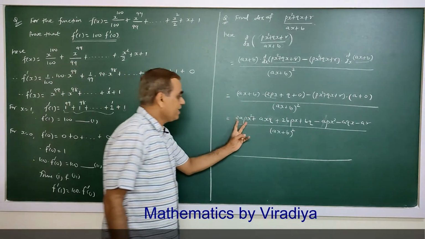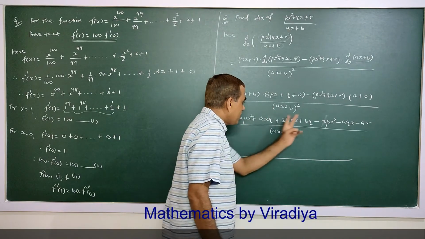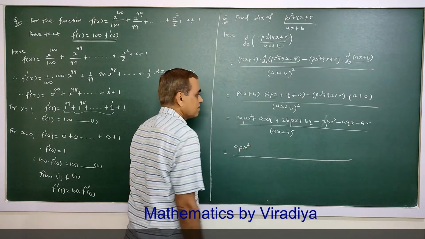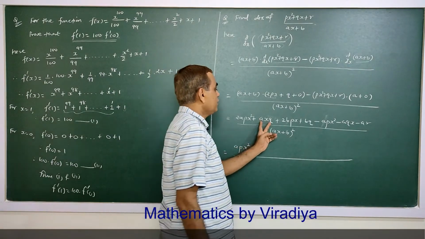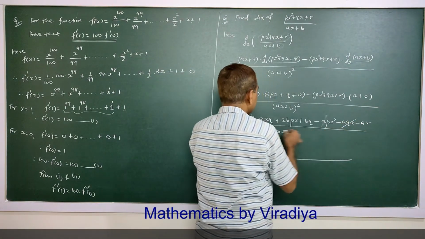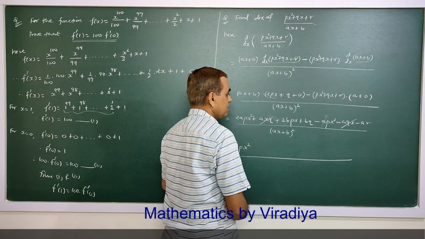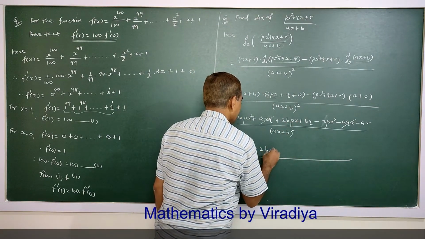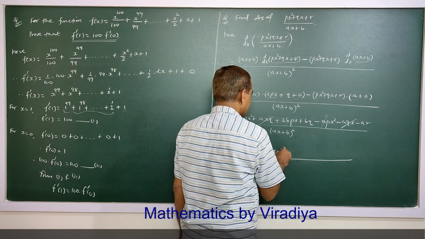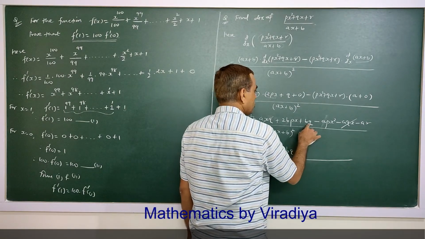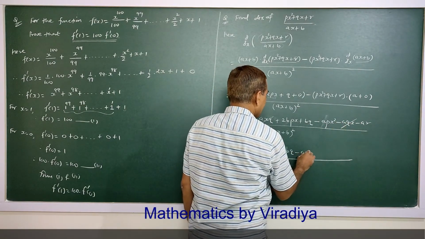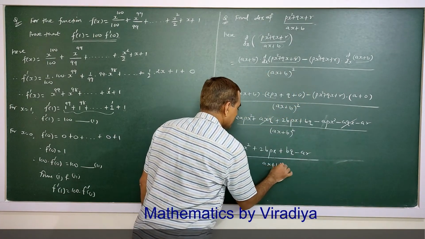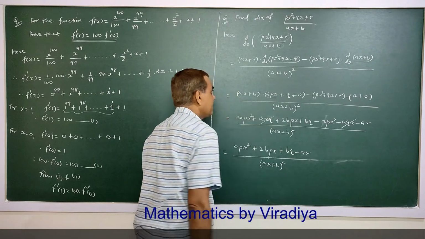Now 2apx square minus apx square, that is apx square. This is aqx, this is minus aqx. Now 2bpx plus bq minus ar upon (ax plus b) whole square. So this is the required derivative.